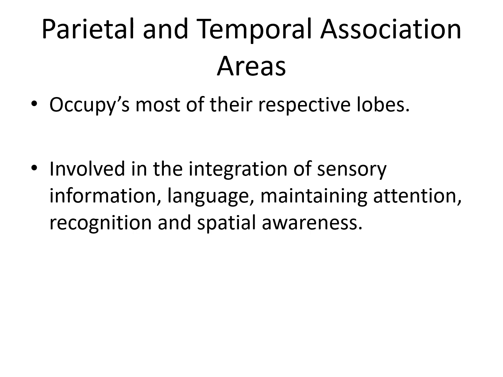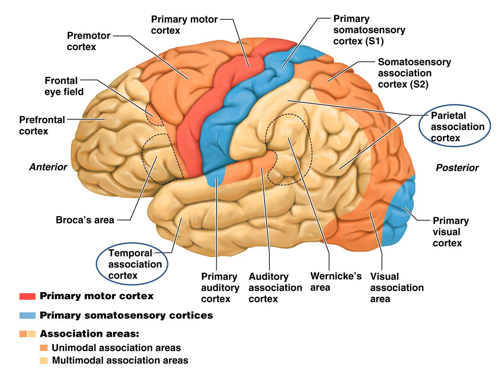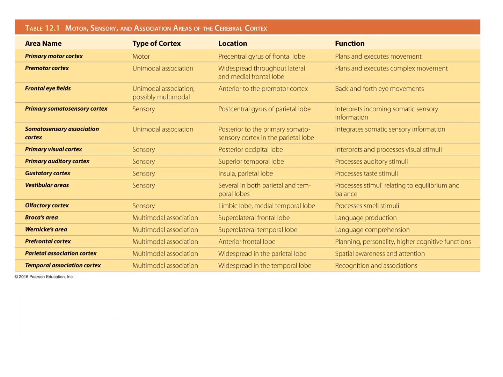There are also a number of parietal and temporal association areas that compose each of these lobes. And these are involved in the integration of sensory information, language, maintaining attention, recognition, and spatial awareness. They're located here, the parietal association cortex in the parietal lobe, and the temporal association cortex in the temporal lobe. And finally, here's a table from your lecture text that summarizes everything we've covered thus far.